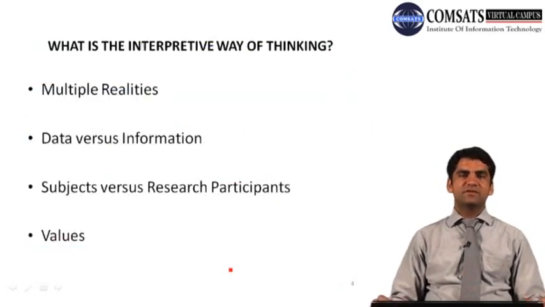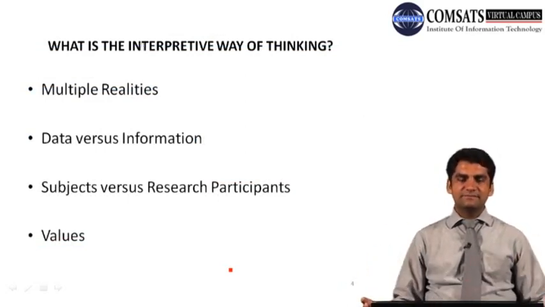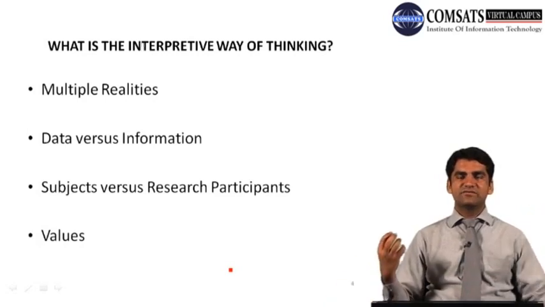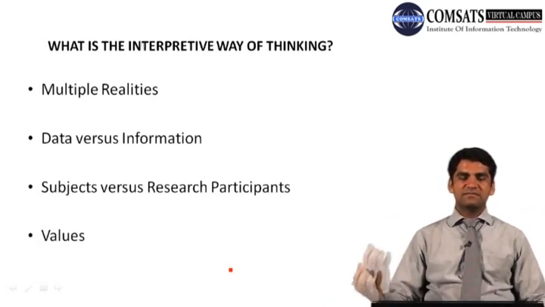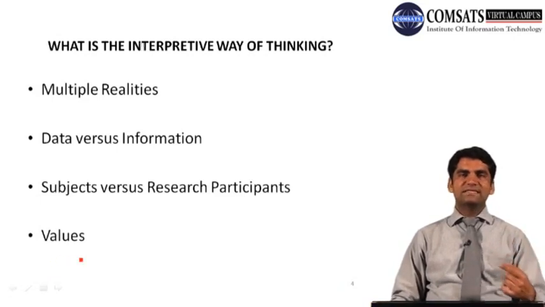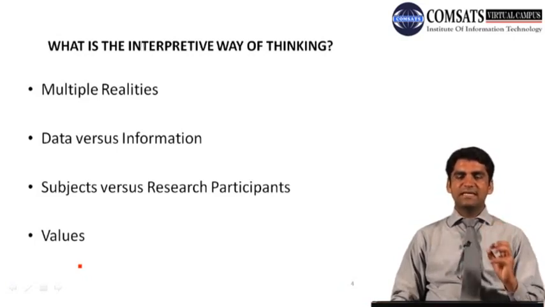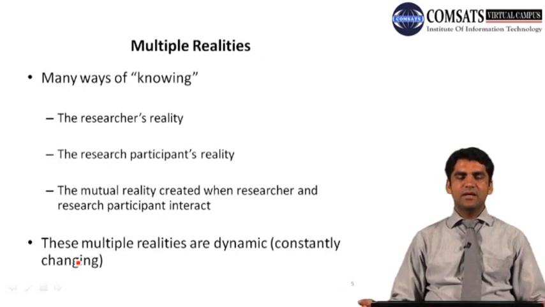What is the interpretive way of thinking? We think in multiple realities. We think data versus information. We talk about subjects versus research participants, and we also have values. We'll see all these things one by one, but these are all the points of thinking in an interpretive way. When you have data with you, how do you do analysis? Many ways of knowing. Multiple reality means that there are many ways of knowing.